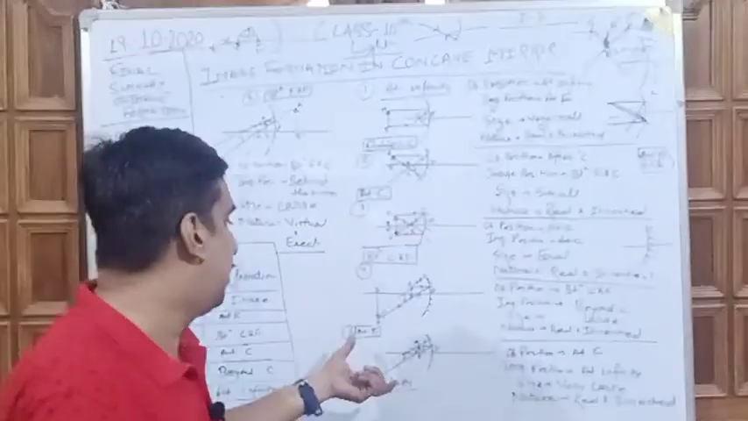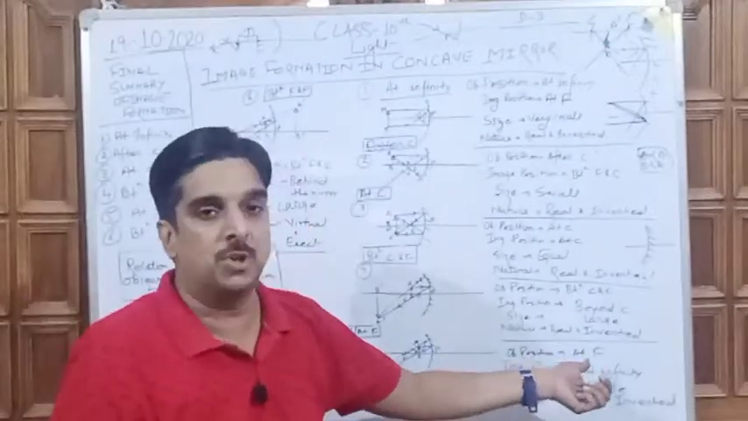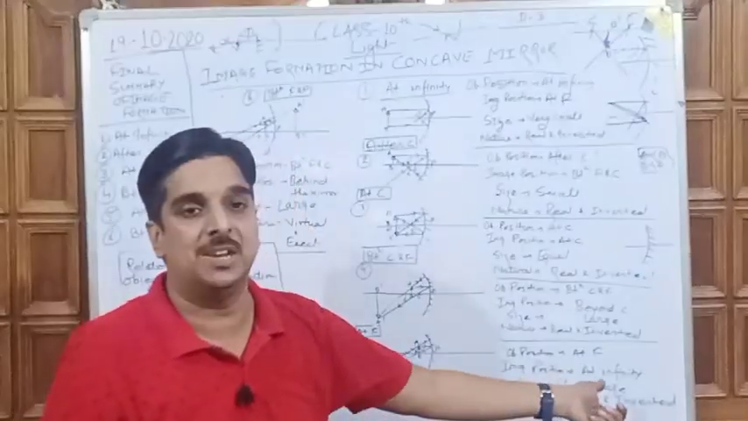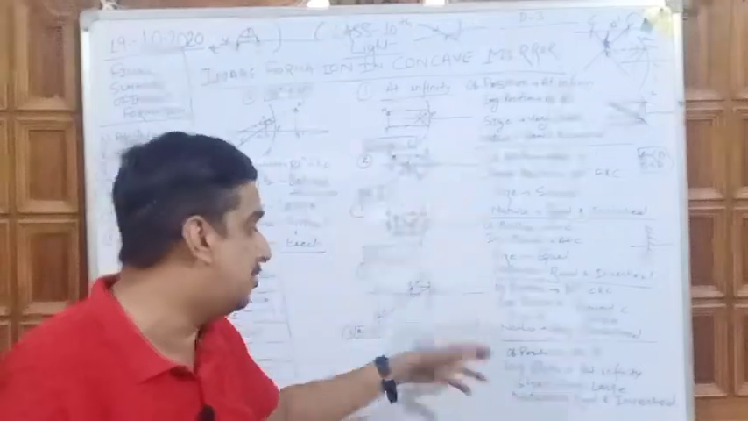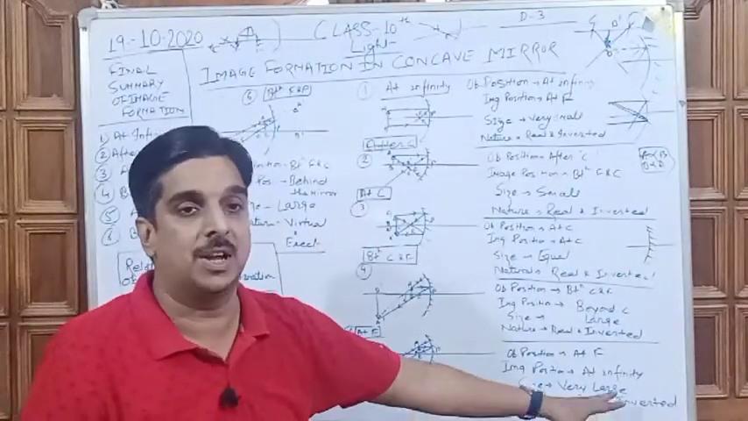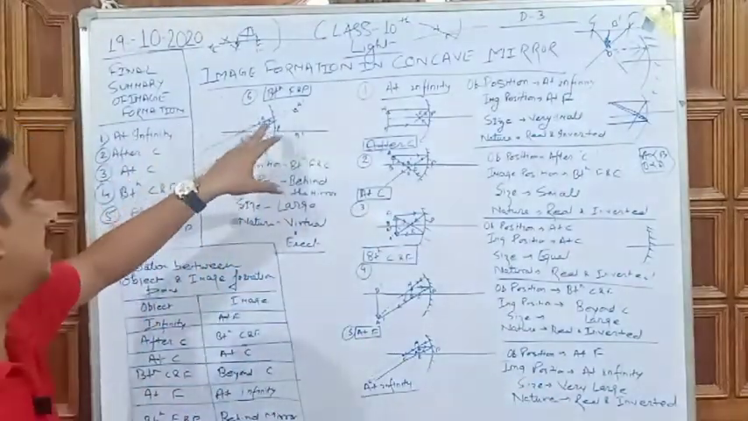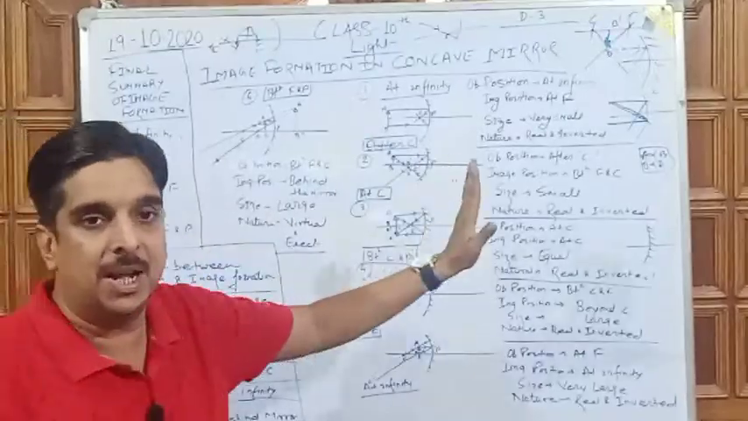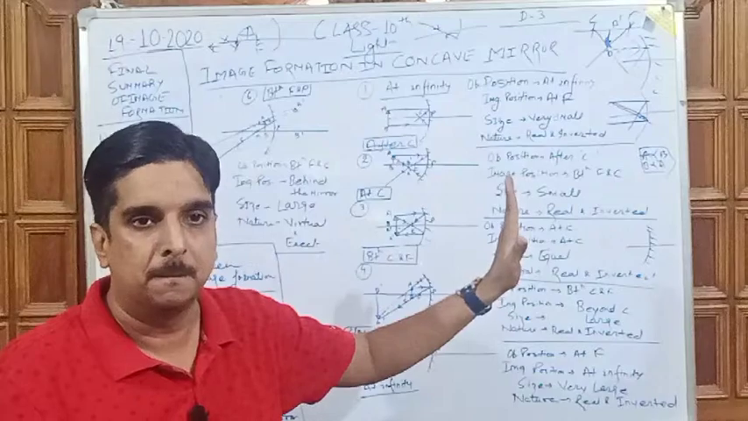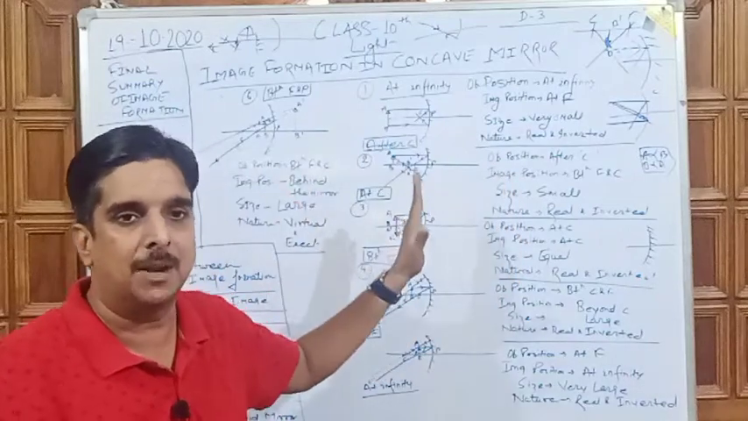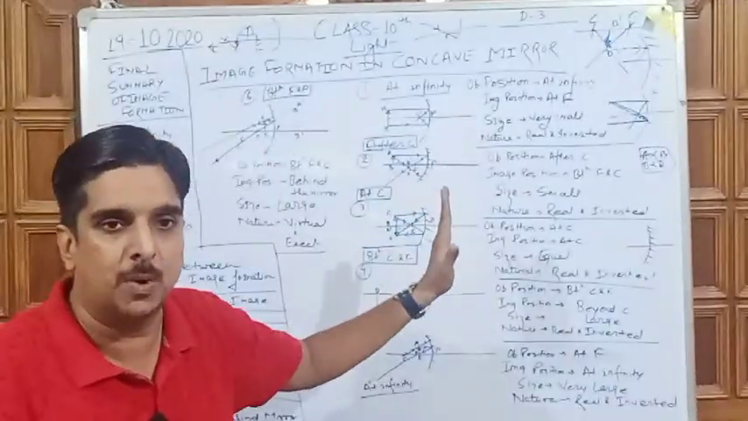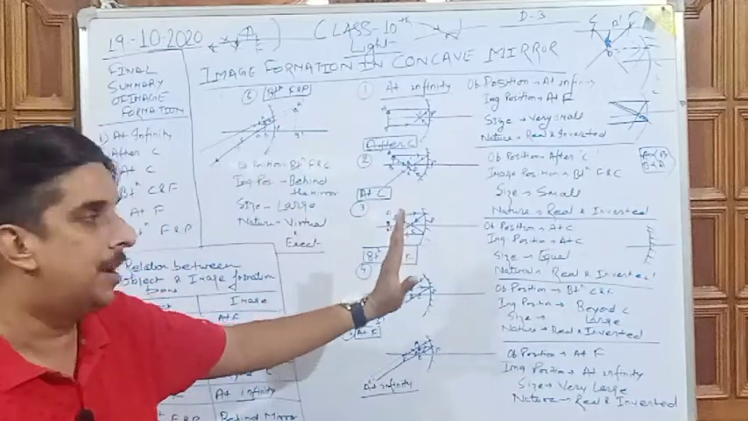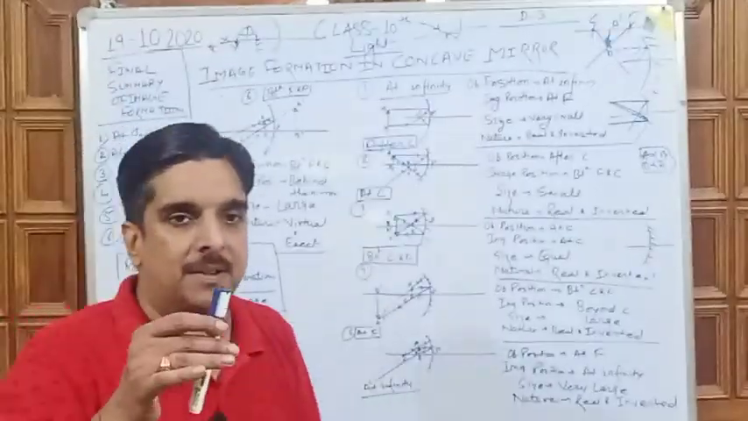At F, the object position is at F, the image position is at infinity, highly enlarged, size very large, nature real and inverted. And the sixth one, F and P: behind the mirror, the image will be virtual, the image will be erect. Erect means सीधा.